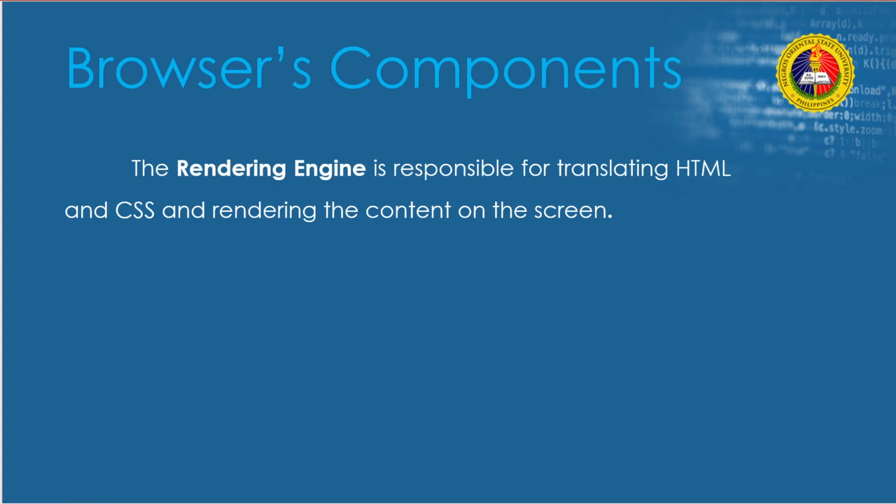Now, another component of a browser is the rendering engine. The rendering engine is responsible for translating HTML and CSS and rendering the content on the screen. Actually, not just HTML and CSS, but also JavaScript. Oh, no, that's for another day, sorry. HTML and CSS today. Okay. Again, the rendering engine is responsible for translating HTML and CSS and rendering the content on the screen. So if the internal engine is responsible for processing requests coming from the user interface, the rendering engine is responsible for translating the HTML code. Basically, it's responsible for translating code to graphics. That is the rendering engine.